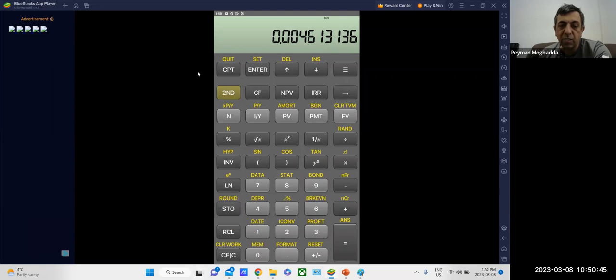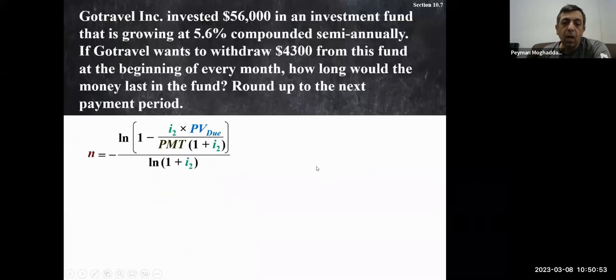I stored it in number 1. This is very important. Don't overwrite it, because you want to use it for the rest of the equation. So this is I2, stored in number 1. Now, as I said, we need to use present value due, because the present value is a due annuity, and we need to use I2 to find N. So we open the formula sheet. N is going to be ln of 1 minus I2 multiplied by I multiplied by PV due divided by PMT plus 1 plus I, divided by ln of 1 plus I.